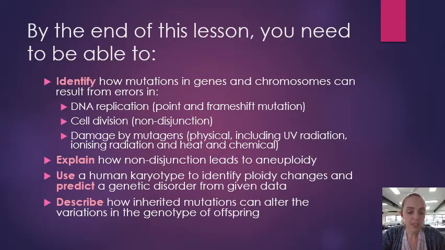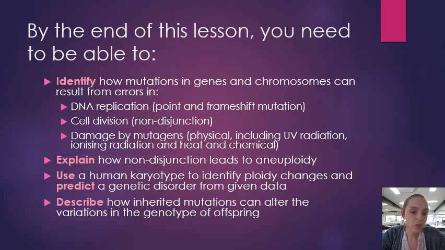There's quite a number of things that you need to know from this lesson. The first is identifying how mutations in genes and chromosomes can result from errors across three different examples. The first is in DNA replication, looking at point and frameshift mutations, which is just happening at a singular gene. The second is errors that happen during cell division, and this is called non-disjunction. The third is damage by mutagens, so looking at how different things in the environment can cause actual damage physically to the DNA. So we're going to look at UV radiation, heat, chemicals, and those sorts of things.